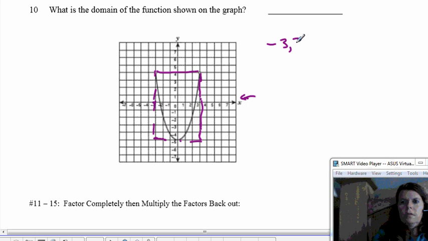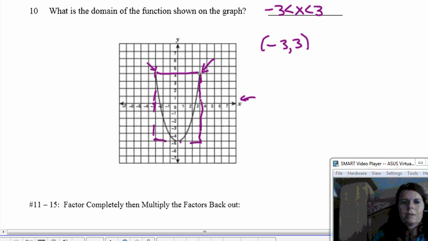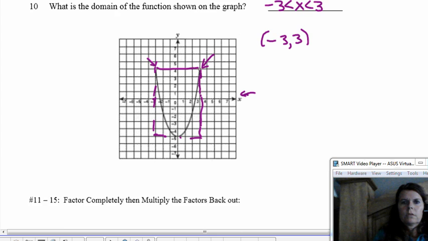Now, in interval notation, it's going to look like this. And you use a parenthesis, not a bracket, because the circles are open. Open circles. As an inequality, it would look like this. And you should recognize either way if it's a multiple choice. Smallest x to the largest x on that function.